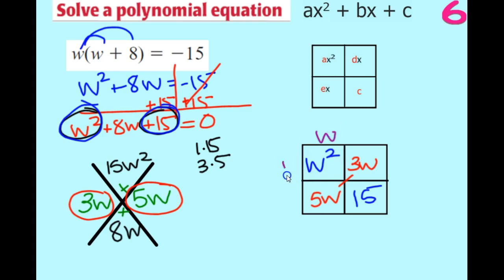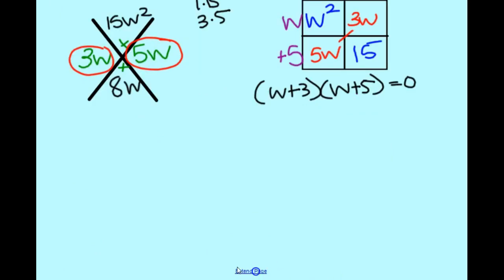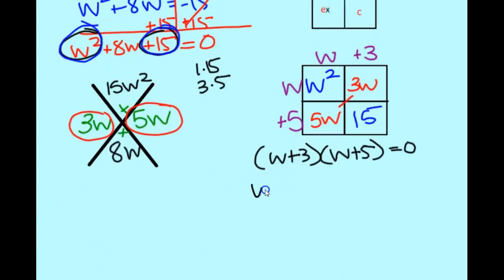So W times W is W squared. W multiplied by 3 gives me 3W. And W times 5 is 5W. So I have W plus 3 and W plus 5 all equal to 0. And we need to solve both. W plus 3 equals 0 and W plus 5 equals 0.